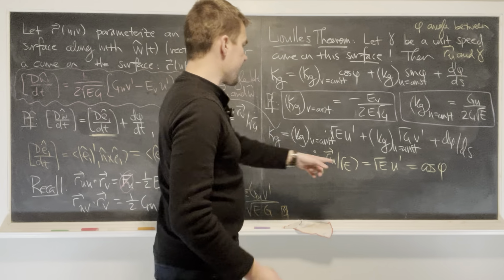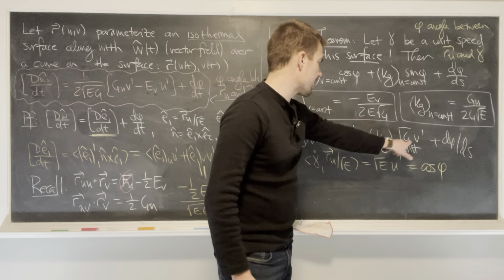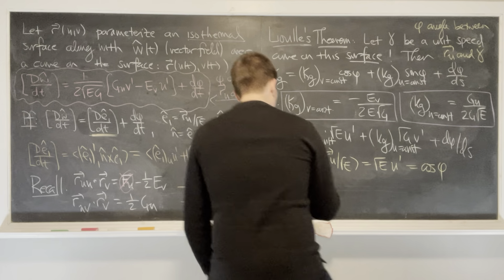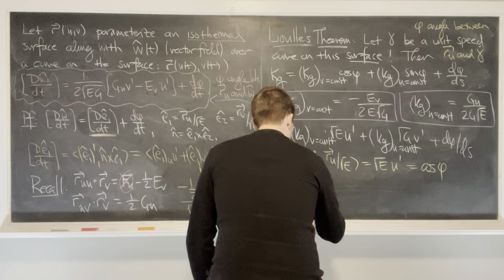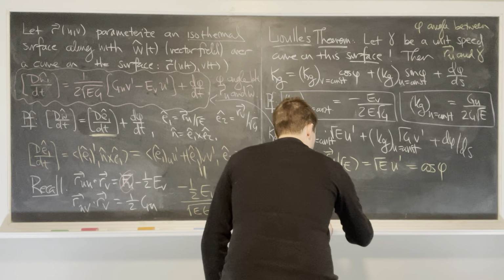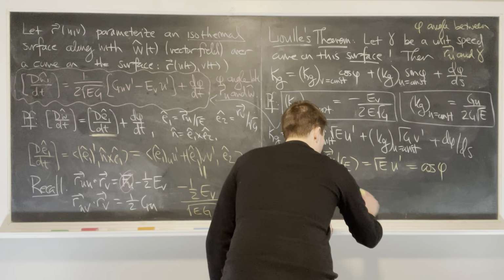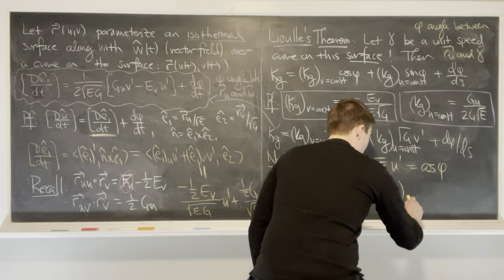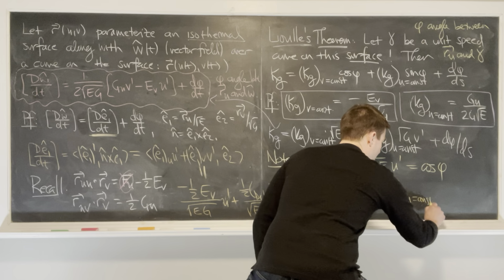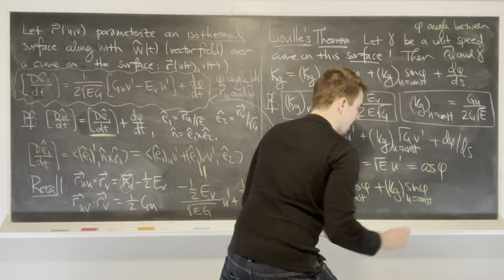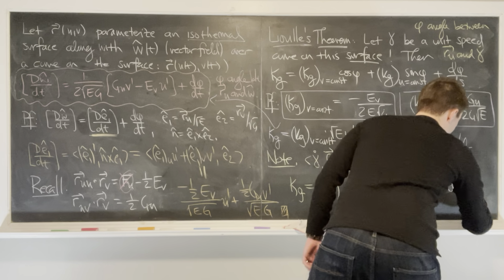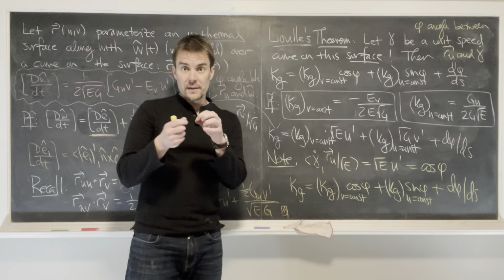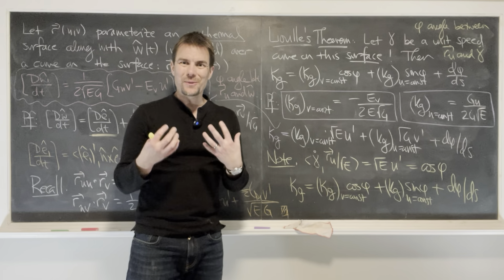So now our conclusion, of course, and then what will this have to be? By the fact that these things are orthogonal to each other, this term over here, root G v prime, is going to be sine phi, okay? So our conclusion, therefore, is that kappa g equals kappa g when v is constant times cosine of phi, plus kappa g when u is constant times the sine of phi, plus d phi ds. And that is the proof of Liouville's theorem for the geodesic curvature of a unit speed curve relative to a unit vector field on a surface that is isothermal. Thank you very much.